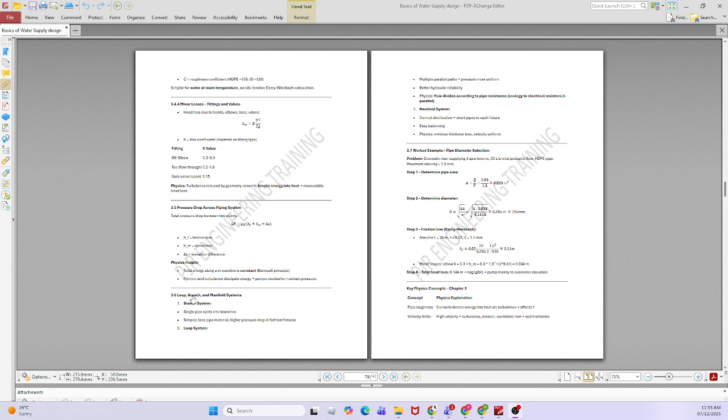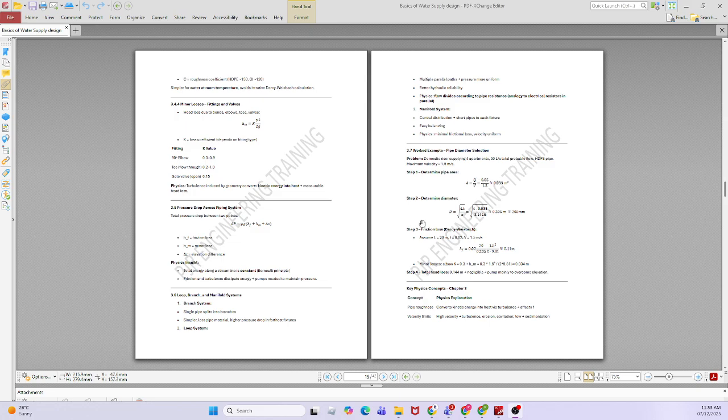Then you have loop, branch and manifold systems. In a branch system, a single pipe splits into branches. In a loop system, there are multiple parallel paths and the pressure is more uniform, like a looping system. Then you have a manifold, which is like a central distribution.